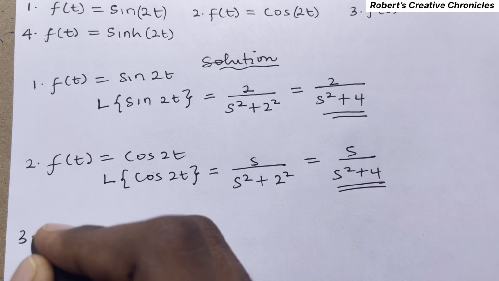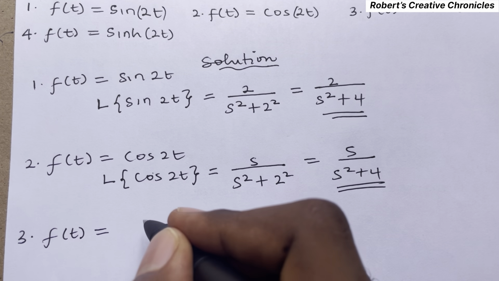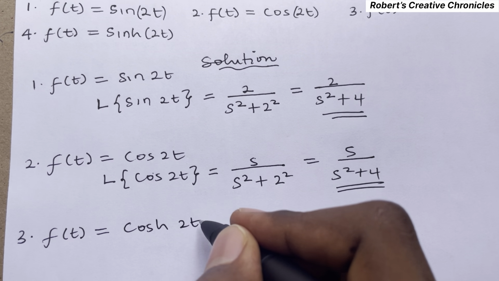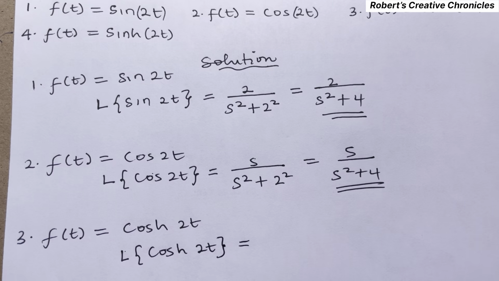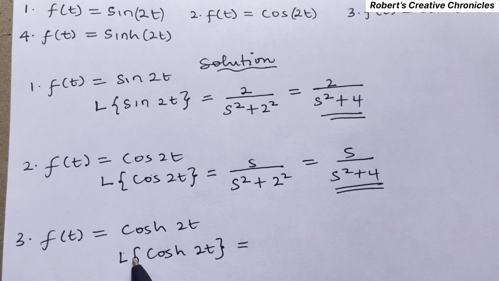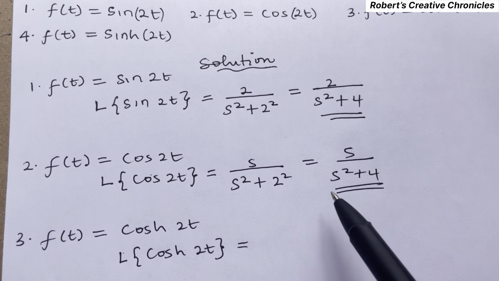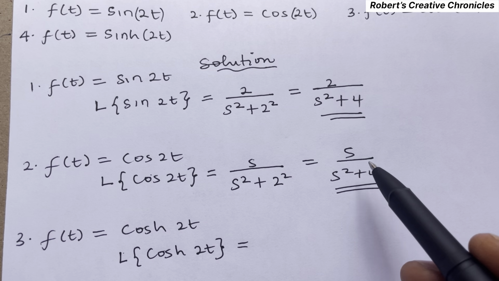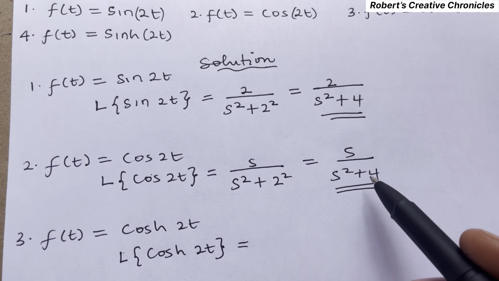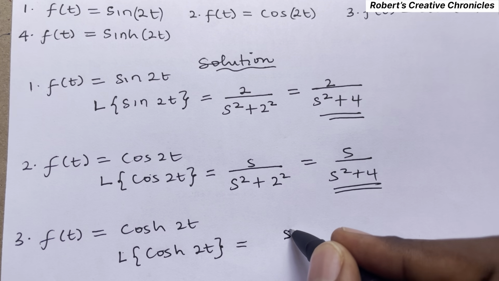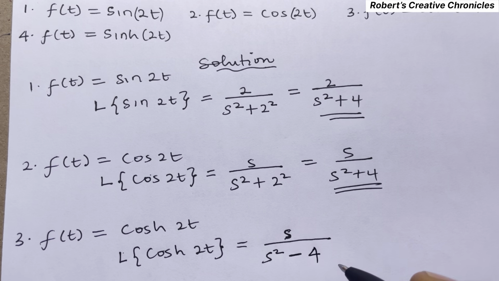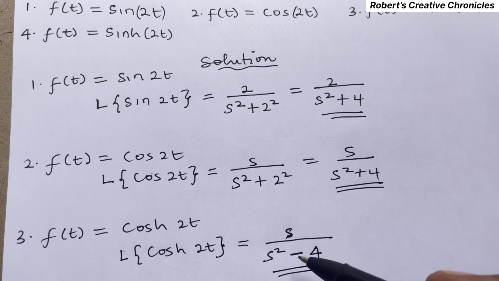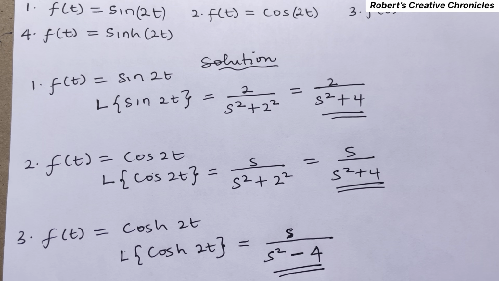Then number 3, f(t) is cosh 2t. So the Laplace transform of cosh 2t is equal to what? The Laplace transform of cosh is similar to that of cos, but the difference is the sign at the denominator. Instead of positive, it is negative here. So it is s over s squared minus 4, that is, s over s squared minus 2 squared, which is 4.